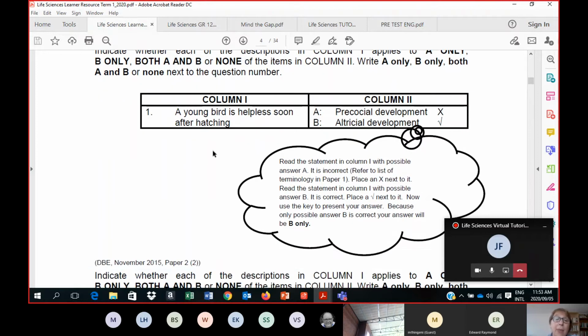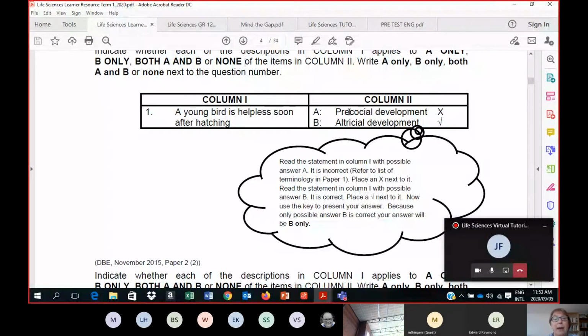It says here, a young bird is helpless soon after hatching. Now again, I would quickly just think back on what we've studied in that chapter on reproductive strategies. And then I remember, oh yes, a helpless individual needs lots of care, the parents need to look after it, they need to feed it, they need to keep it warm, and so on. And these terms are always very, very important in life sciences. You need to know exactly what certain words mean.